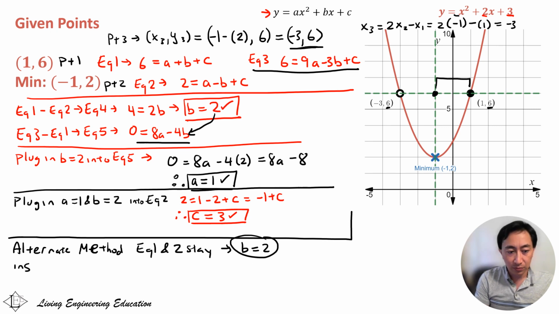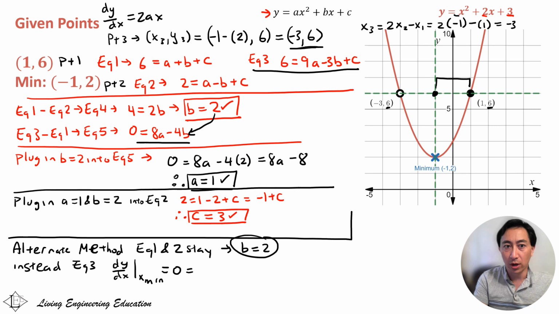And instead, my equation 3 is dy dx at x of the minimum is equal to 0. So I'll write up here dy dx, that's 2ax, the derivative of the quadratic, plus b. And again, if you have not taken calculus, skip this part. You don't need to do this method. We have this other method that can solve it. This method is a little bit faster. That's why I want to show you. If you know it, you can apply it.